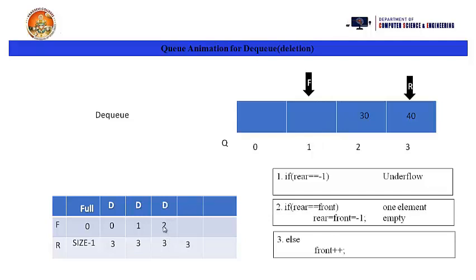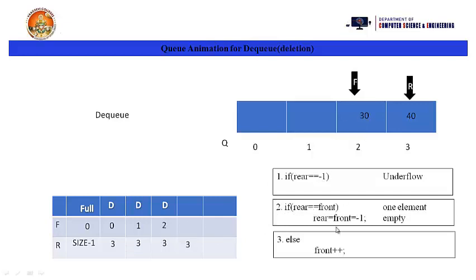Now it is pointing to the second location. Now we need to move this pointer to the second index location. Now I want to delete one more element, 30. Check the conditions. Rear value is 3, equal to minus 1? Condition is false. Then go for one more condition. If rear equal to front? Both are different, then go for the else part.